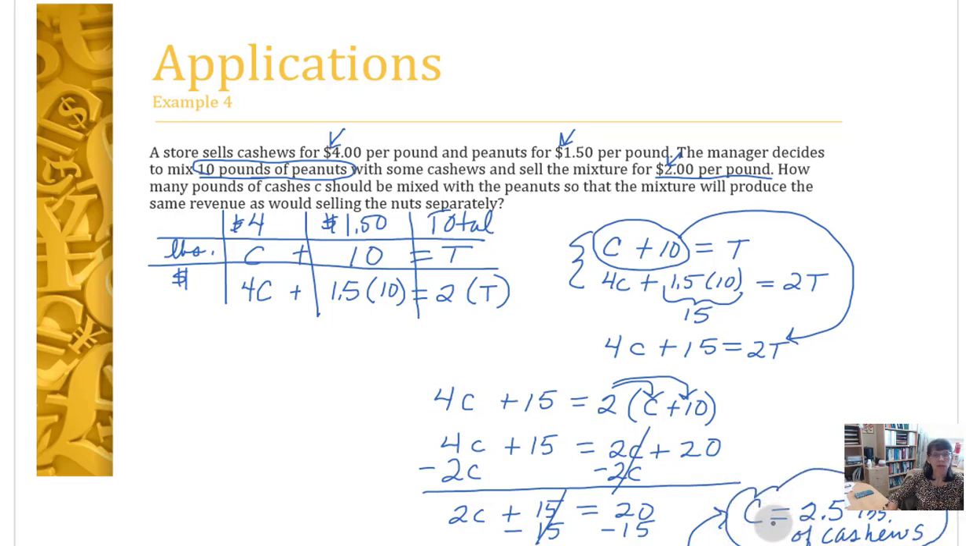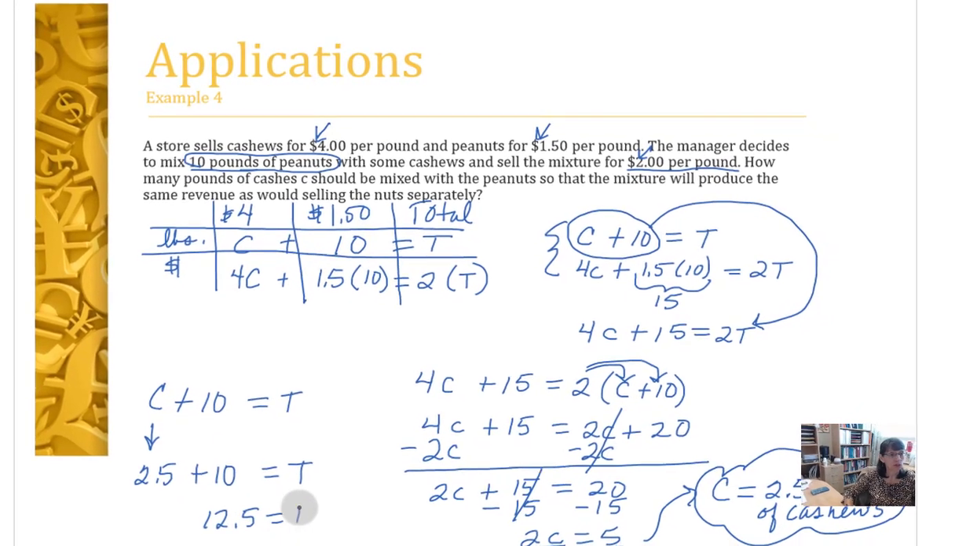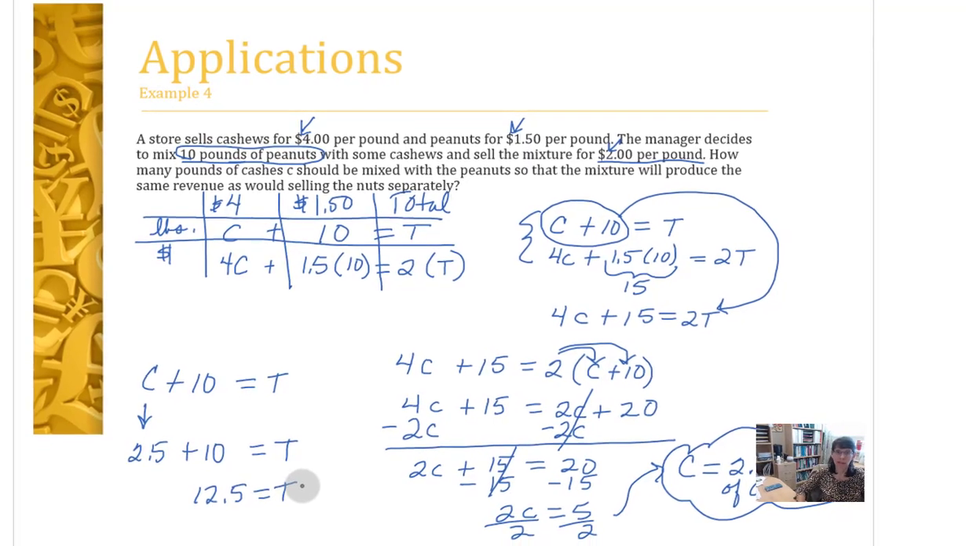Now we also need to figure out what the total number of pounds is. So I'll go back to that first equation. C plus 10 equals T. We know that C is 2.5 pounds added to 10 pounds to make the total number of pounds. It looks like 12.5 is the total number of pounds in that mixture.